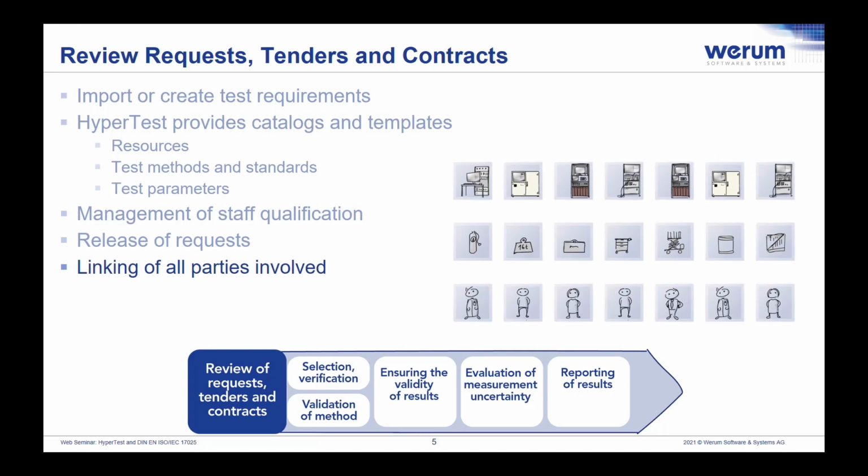HyperTest manages all the resources involved in a contract. That also includes any persons and the customer. Should it be necessary to alter the contract, all persons involved must be informed and the contract must be reviewed again. This process can also be mapped in HyperTest.